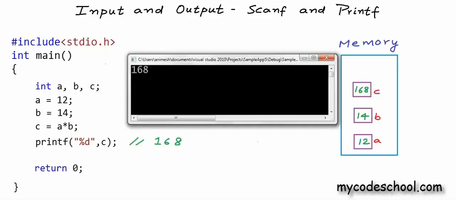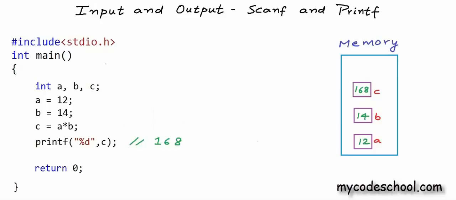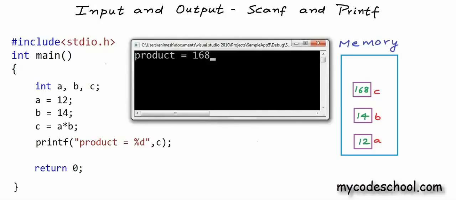Now in my printf here, if I pass something like "product = %d" as the first argument, and once again for the %d I'm passing c as the second argument, then the output of this particular printf would be product = 168. Only the %d has been replaced with the value in c, and everything else is the same. Everything else in the string constant is printed as it is.